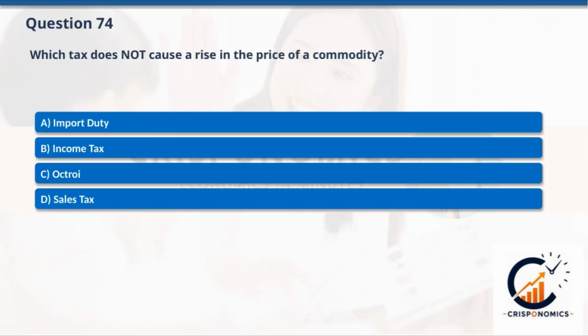Let's look at different types of taxes and how they affect prices. Import duty, income tax, octroi, and sales tax all impact the economy differently. But only one of these taxes doesn't directly cause the price of a commodity to go up. Understanding which tax that is helps us see how costs get passed on to consumers and which taxes stay behind the scenes. Let's explore this question and find the answer.